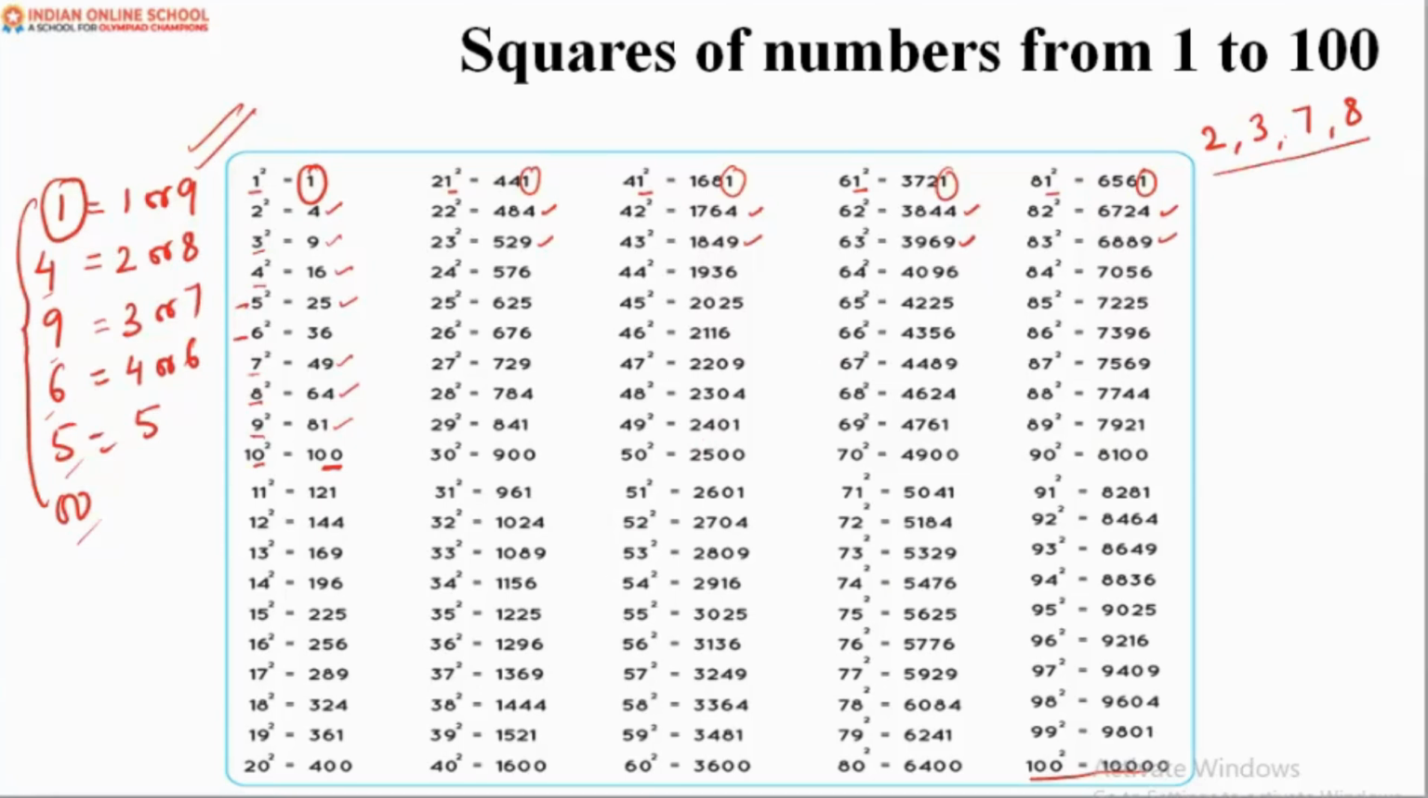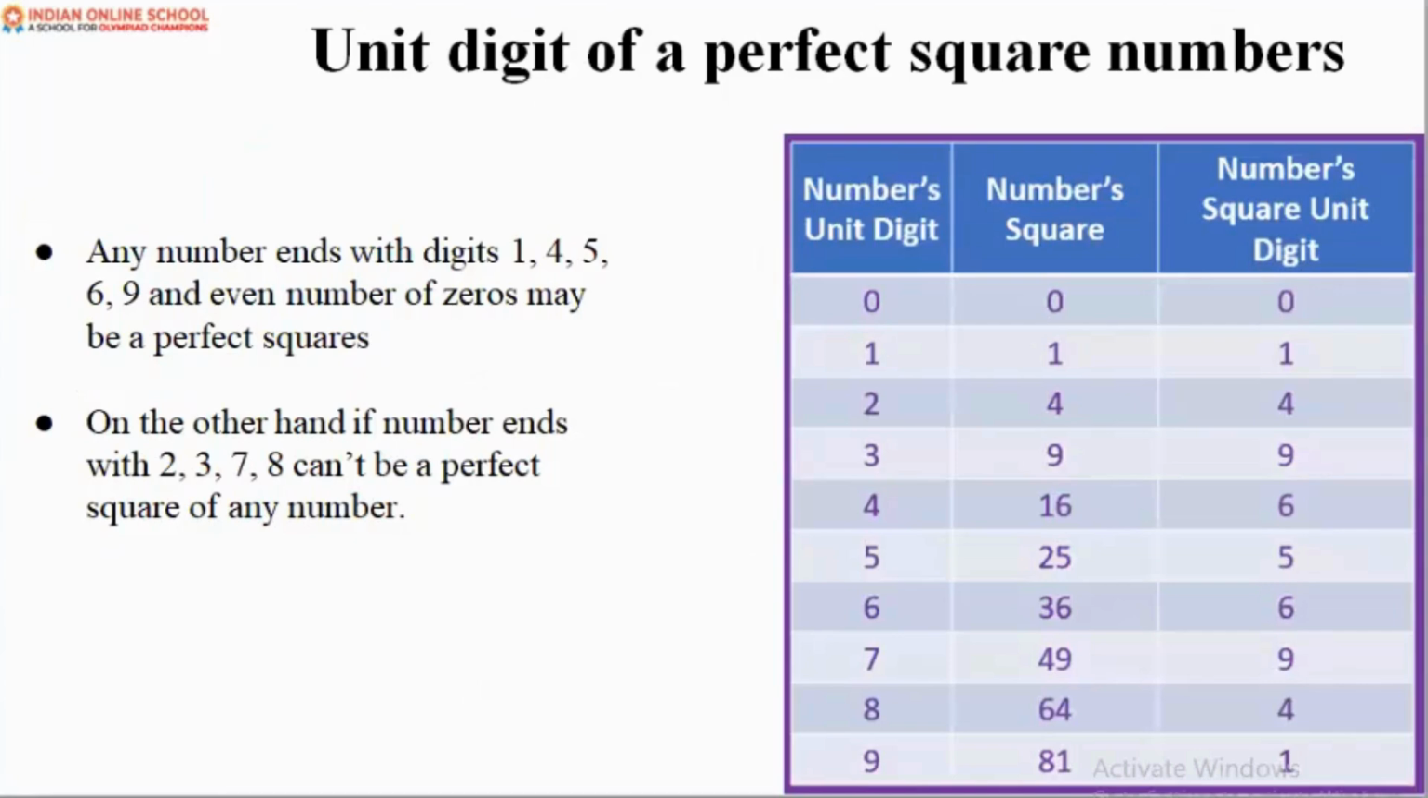Okay, so these are the digits I'm leaving when I'm talking about the perfect square number. Correct? So from this, what we can include: if any number ends with the digit 1, 4, 5, 6, and 9, and an even number of zeros, not an odd number of zeros, which means 2, 4, 6 zeros, then those numbers we will take as a perfect square number. And if any number ends with the digit 2, 3, 7, and 8, then these numbers can't be a perfect square number. Understood, everybody? Got it? Okay, let's move ahead.